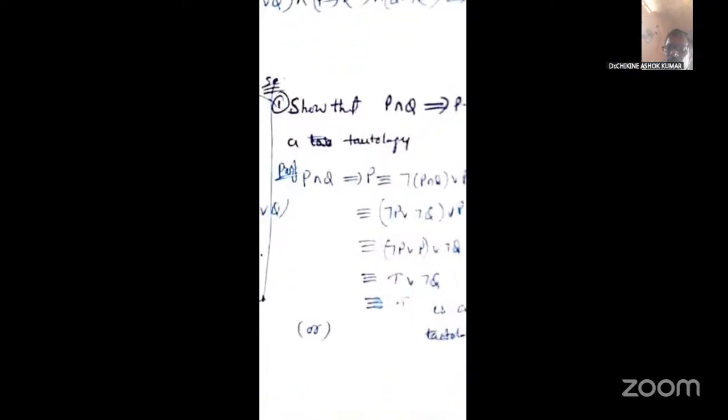What is our question? Show that P intersection Q implies P is always a tautology. Means we will get all values must be true only. First, let me do this problem without constructing a truth table. So P intersection Q implies P. So this is equal to negation P intersection Q union P. So it is in the form of like this.